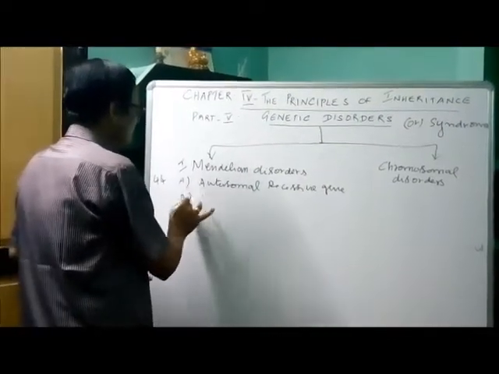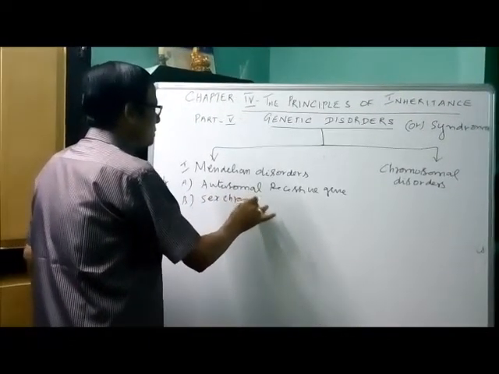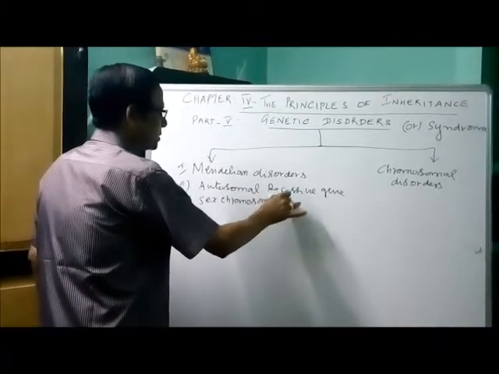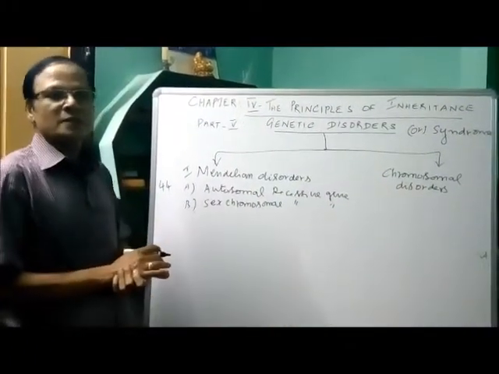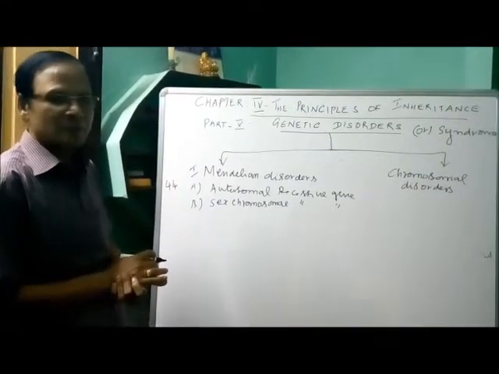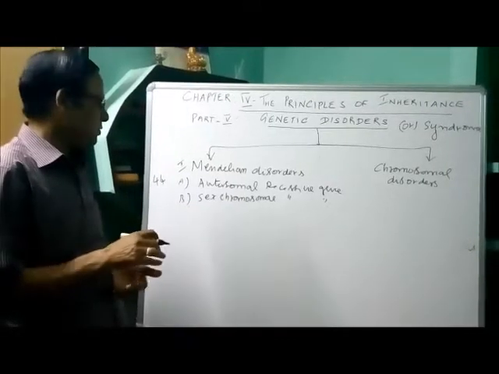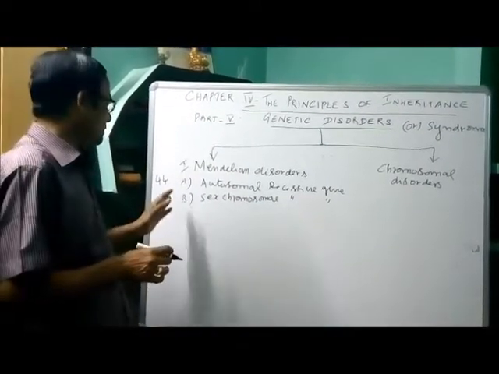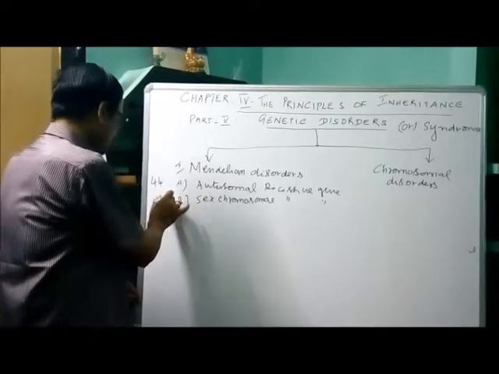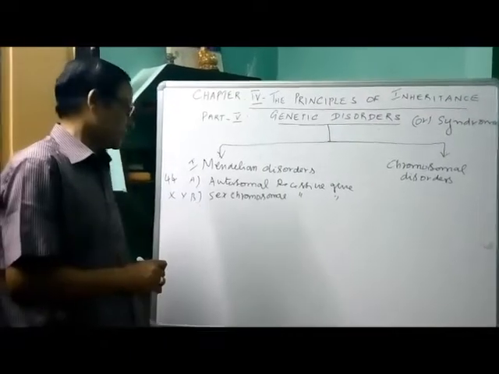Next, sex chromosomal recessive gene disorder. We already studied the sex-linked inheritance, the colorblindness, hemophilia, and other diseases which are caused due to a mutation in a gene located in the sex chromosomes, either X or Y. We have seen already the Holandric genes, sex-linked genes, etc.